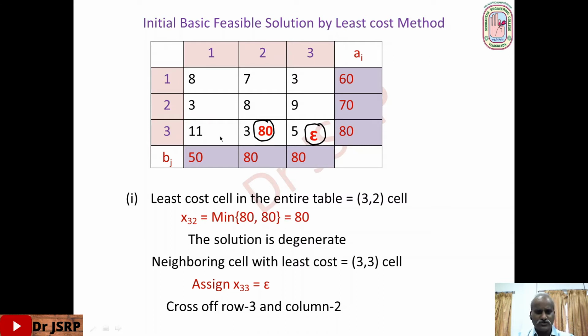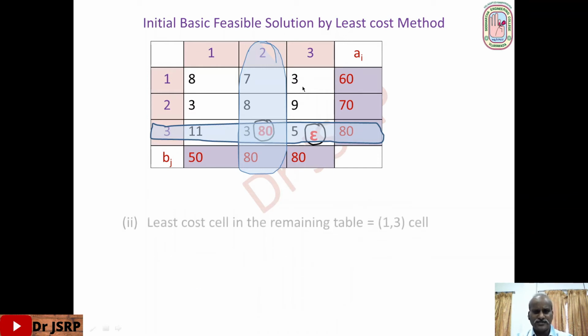Okay, right. So this is the first step. So circle row 3 and cross off column 2. Circle column 2. That means these two constraints are satisfied. So we have eliminated row 3 and column 2 from the table. Now the reduced transportation table is 2 rows and first column and third column. This is the reduced transportation table.